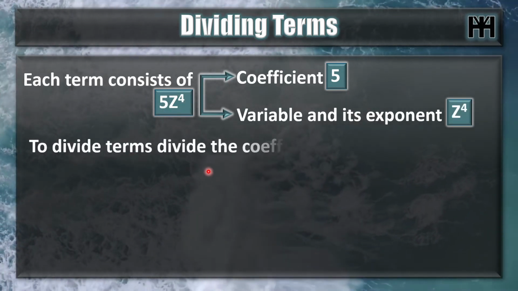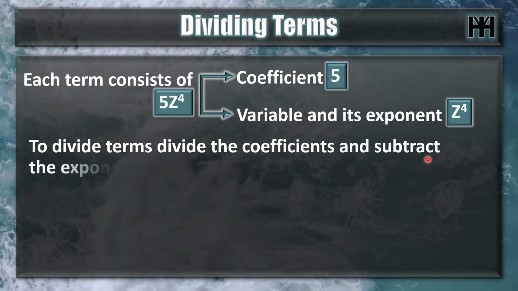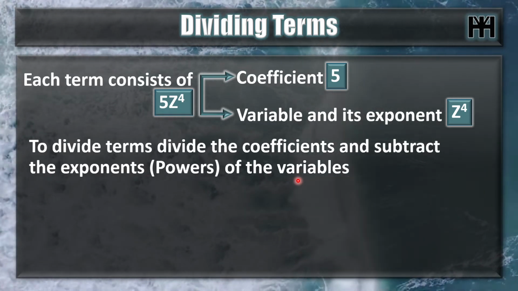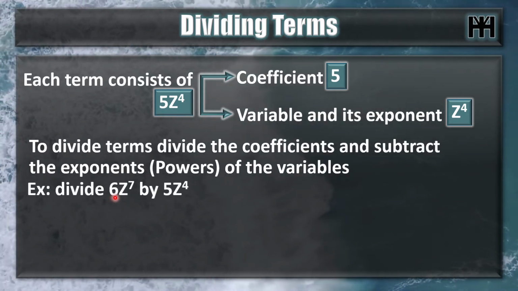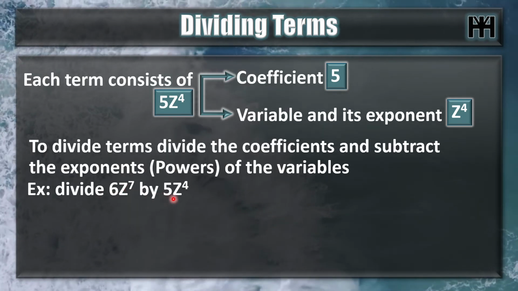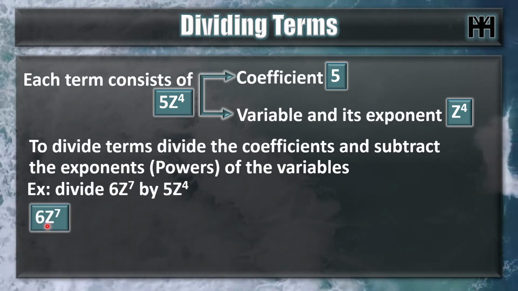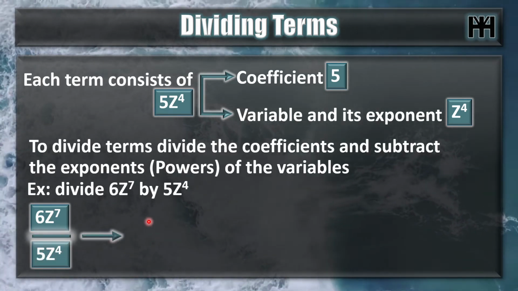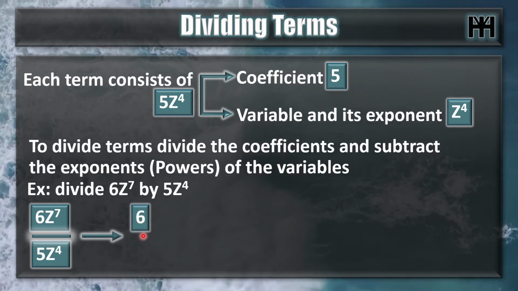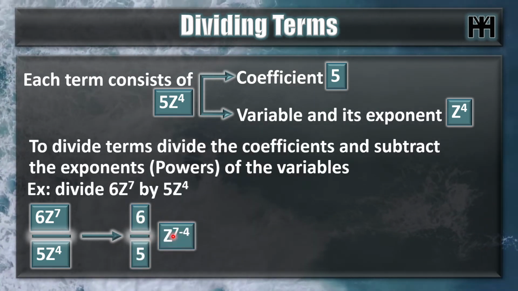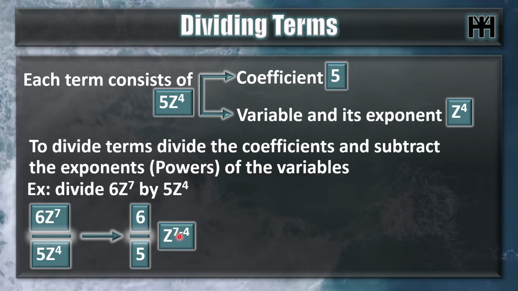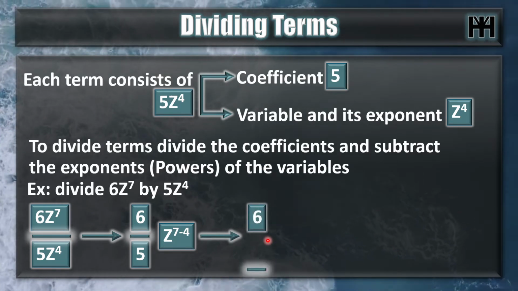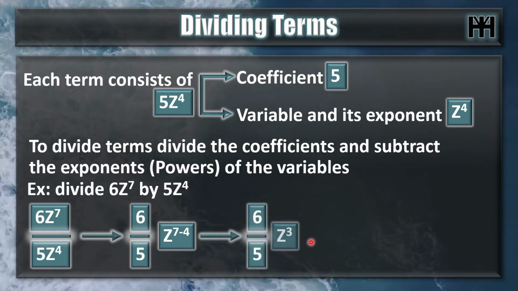To divide terms, divide the coefficients and subtract the exponents or powers of the variable. Let's take an example here. Divide 6z power 7 by 5z power 4. So we'll have 6z power 7 over 5z power 4. We'll divide the coefficients, it will be 6 over 5, and z power 7 minus 4. We subtracted the exponents or the powers. So the answer will be 6 over 5 z power 3.